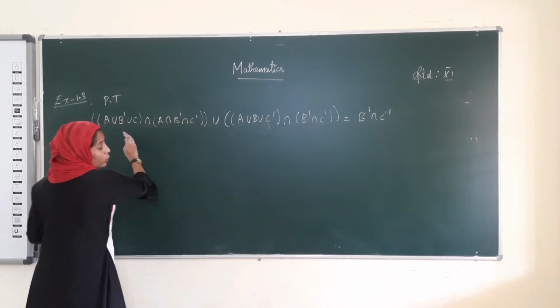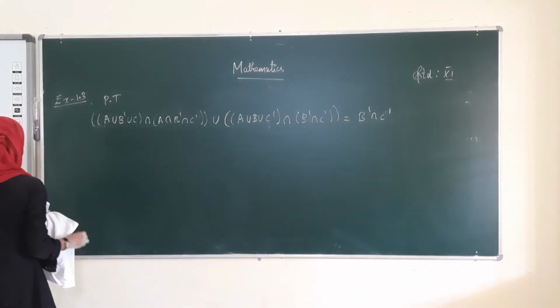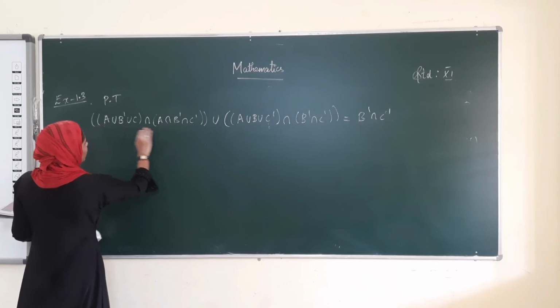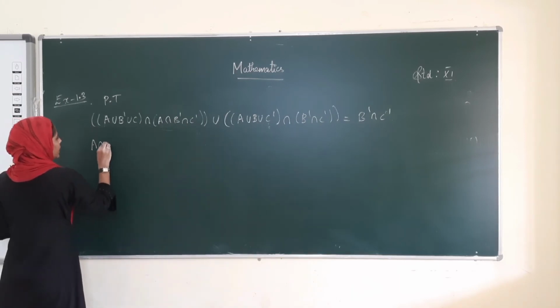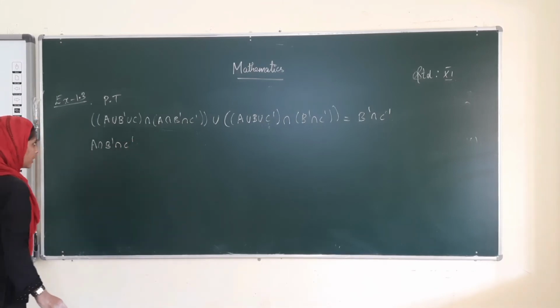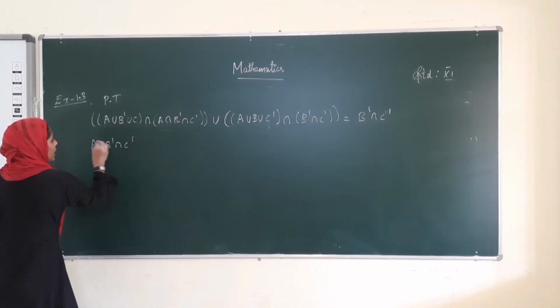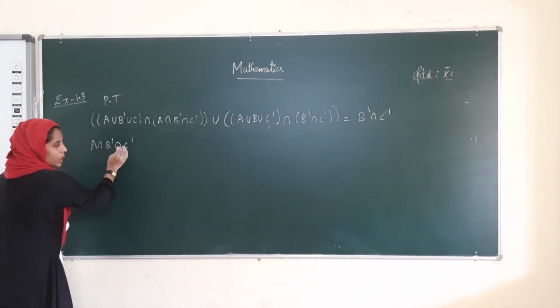When we take the union of these two terms, we should get D dash intersection C dash. Okay, now let us solve this first. See here, this term A intersection B intersection C. What does this mean? The element in this is in A, in B, and in C.